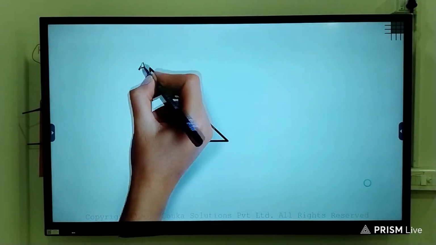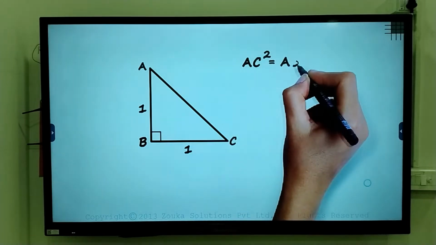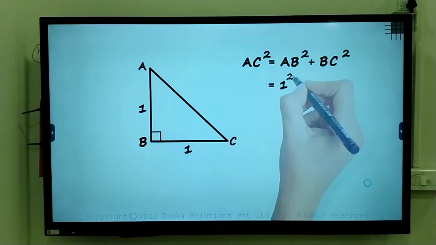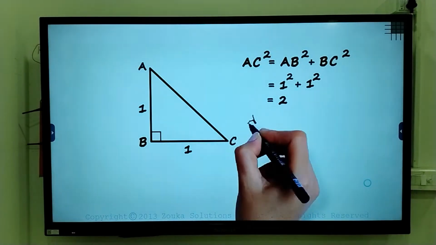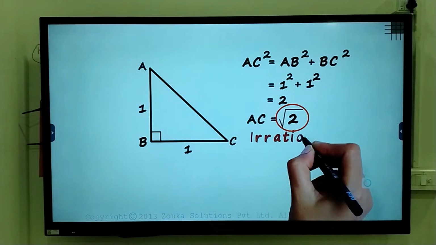To prove the existence of irrational numbers, a right-angled triangle ABC was considered. The triangle was such that these two sides equal 1, and the length of the hypotenuse was supposed to be found out. The Pythagoras theorem was used to get AC squared equals AB squared plus BC squared. AB and BC both equal 1. Substituting those values here, we got AC squared as 1 squared plus 1 squared, which equals 2. If AC squared is 2, AC will equal square root of 2. And Hippasus said that this is an irrational number.